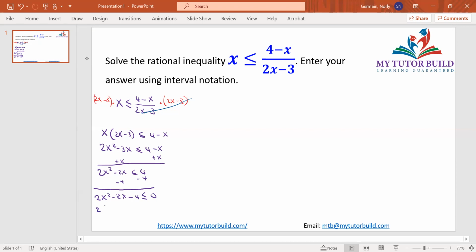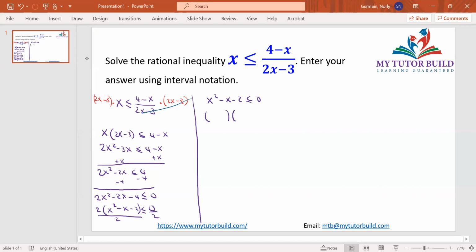We see here we can factor out 2 if we want. That would give us x squared minus x minus 2 less than or equal to 0. If you divide both sides by 2, what we have left is x squared minus x minus 2 less than or equal to 0. So consider this as a regular quadratic inequality. You can solve it using completing the square, the quadratic formula, or the zero factor property. So that's what I'm going to do.